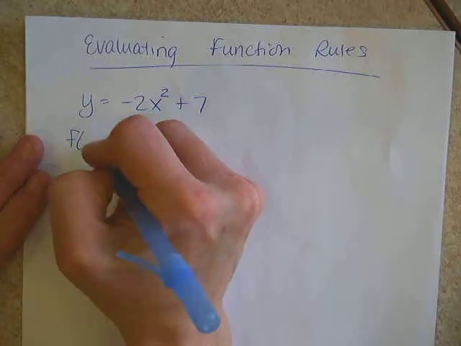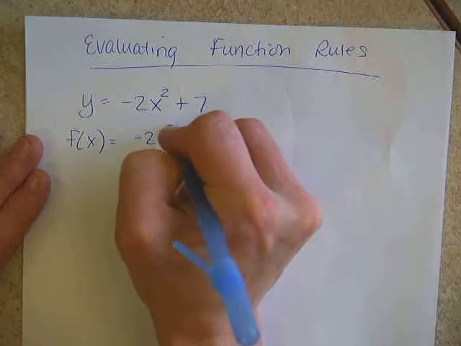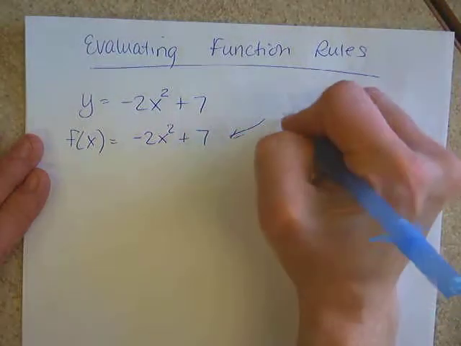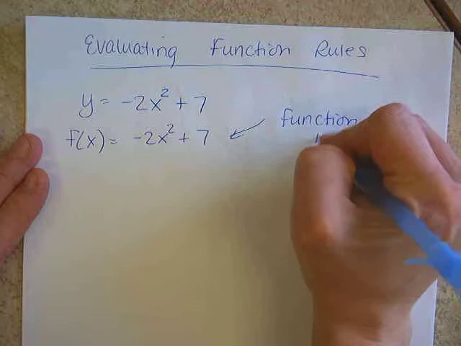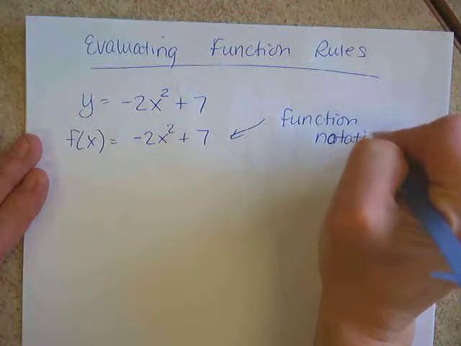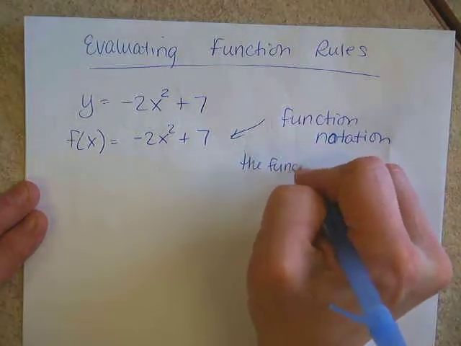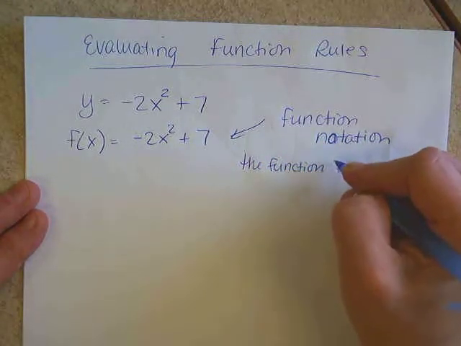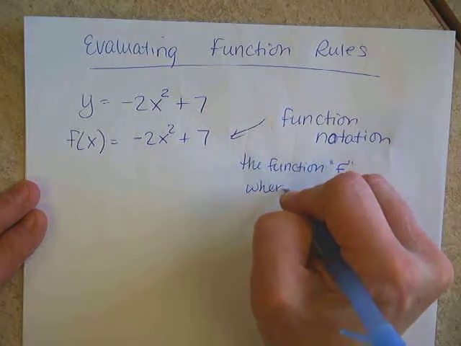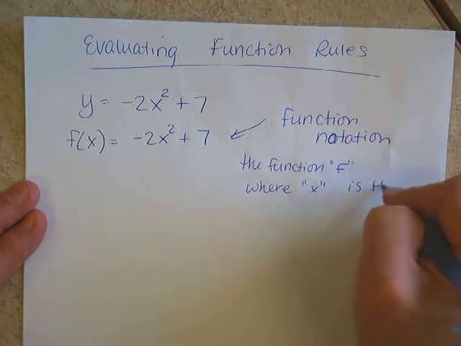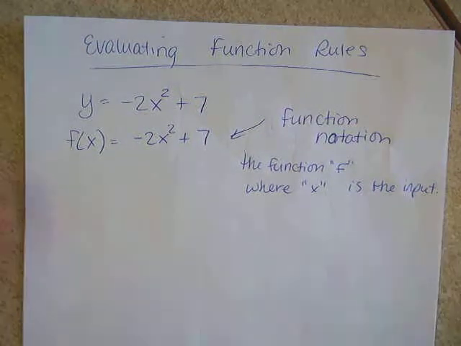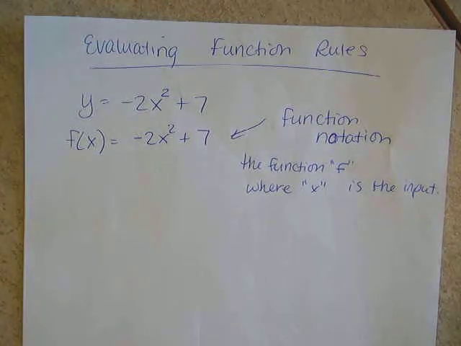If I were to change it to this, this is actually function notation. And this basically means the function f, where x is the input, okay? And f of x is a fancy notation for y. You're not going to do anything with f of x, it means the same as y.